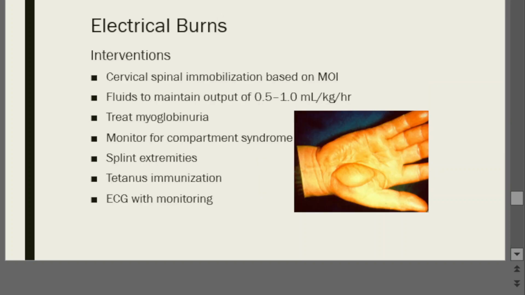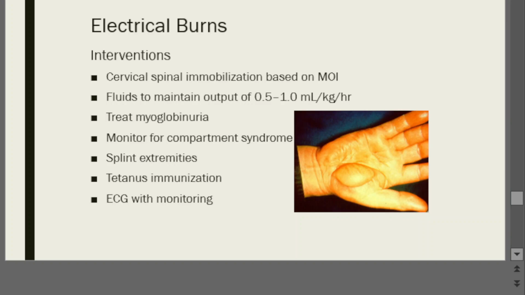Okay, let's take a look at electrical burns. Our interventions for this is going to be a cervical spinal immobilization. Oftentimes these electrical burns can create kind of a pressure or a blast type explosion on the patient. So they might have a wound based on this pressure wave that comes back and makes them fall. So let's consider their cervical spine and immobilize that as needed.